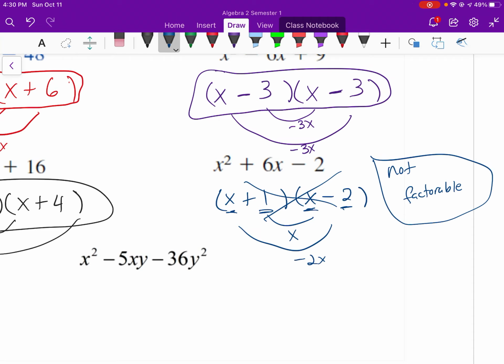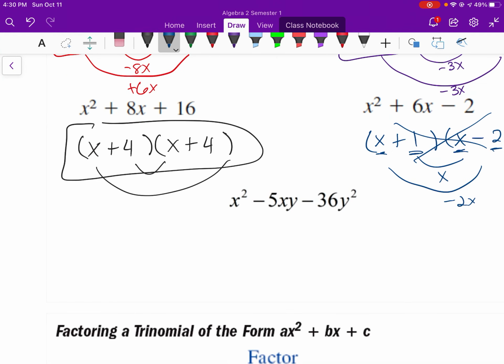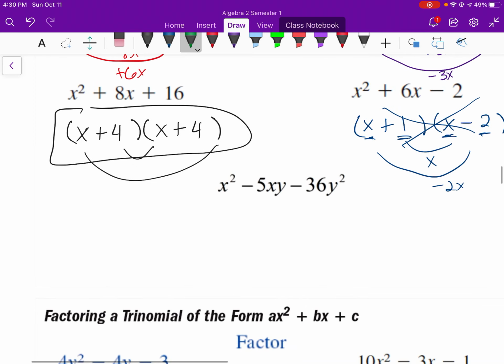All right, so next one. Don't get scared because there's x and y. It still follows that same thing. Is there a greatest common factor? In this case, no, we don't have to worry about that because it's just x squared. So then let's break it down.